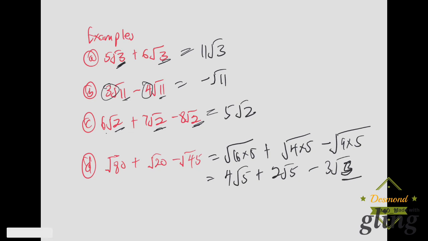So here we have like terms, so we can now combine them. So we have 2 plus 4, which is 6, minus 3, which is 3 root 5. Very simple to do.